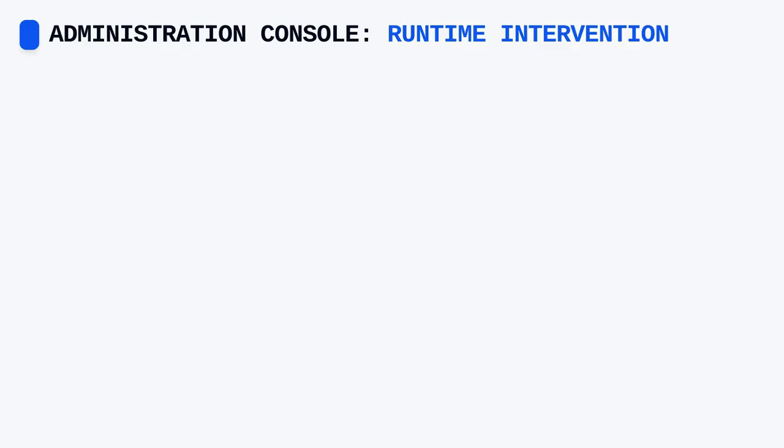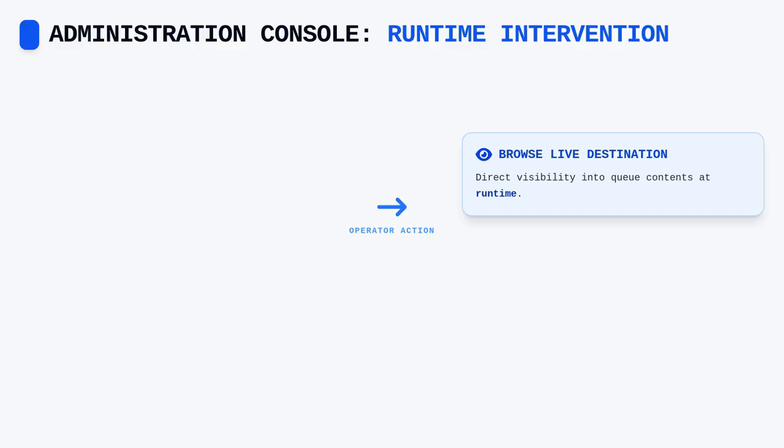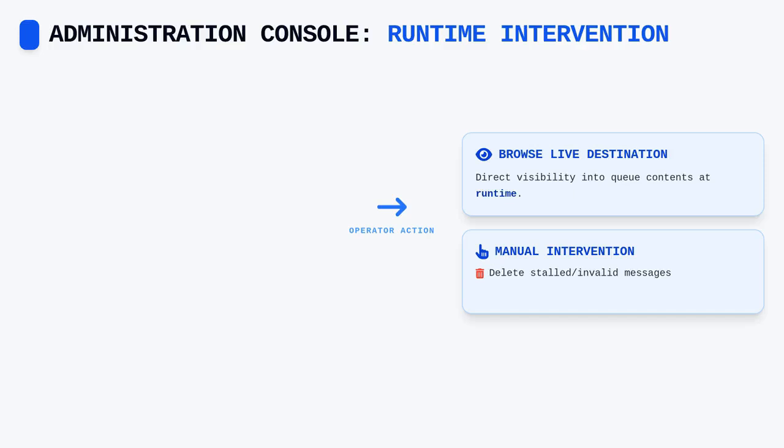Beyond simple statistics, the administration console allows you to interact directly with the contents of your destination queues at runtime. If a specific message is consuming resources or blocking a queue because it cannot be processed, you have the authority to browse the live destination and perform manual interventions to restore order. This includes the ability to delete stalled messages that are no longer valid, or perhaps move messages to a different destination for further analysis or error handling.